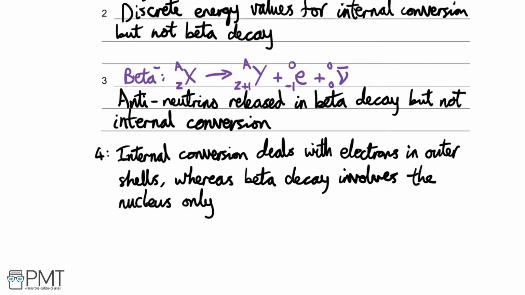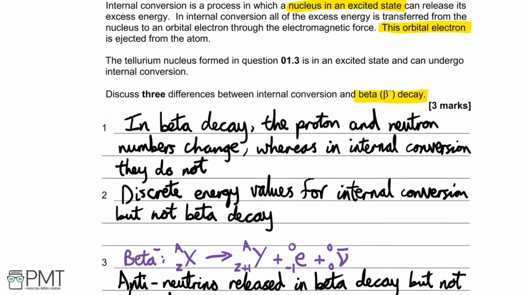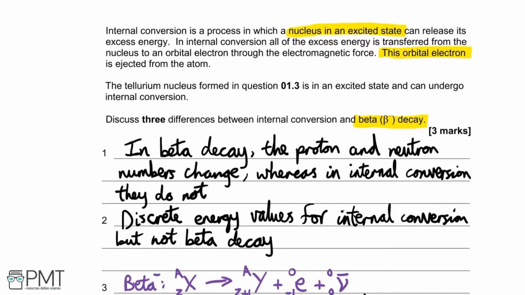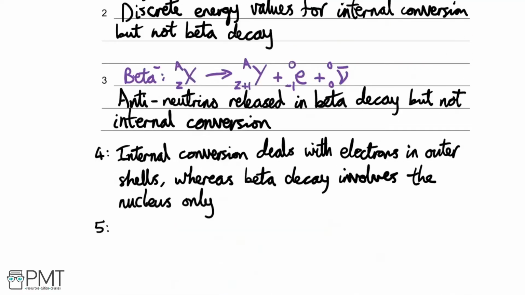And then finally, you could talk about the forces involved. Remember in the question, it mentions the electromagnetic force. There are other forces that we can use, namely the weak interaction, or the W boson, the W minus boson, which relates to the beta decay, but that doesn't take place in internal conversion at all. So let's write down that difference as well.